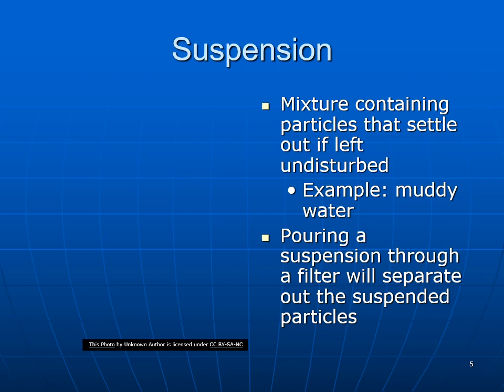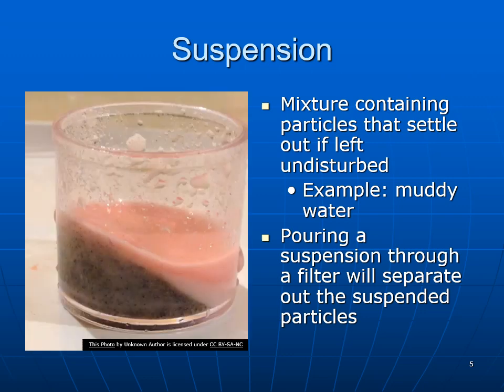If we pour a suspension through a filter, we should be able to separate out the solid suspended particles from the liquid, basically from the other part of the mixture. So we have two phases, and because these phases involve particles that are fairly large in size, we get this separation that occurs. This picture is an example of a suspension where we have oil, water, and some other stuff in there. It looks like maybe some sand. So that's an example of a suspension.